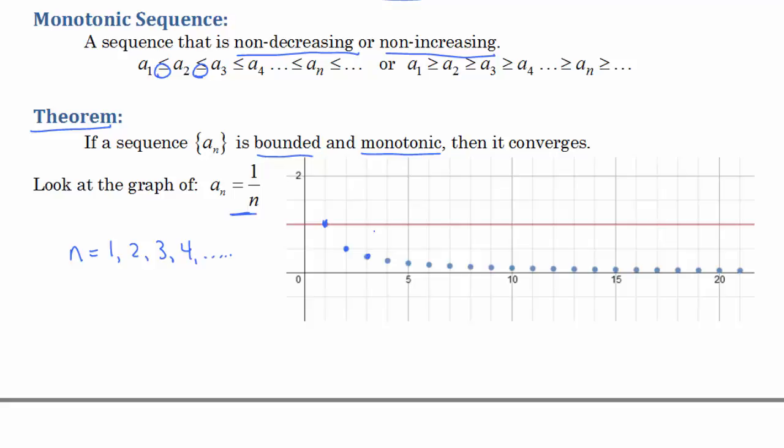So, is this monotonic? Well, let's see. It's certainly non-increasing. We're getting smaller and smaller. Is it bounded? What does bounded mean? Bounded means it's between values. The highest this goes is 1. The lowest it goes is not quite 0. So it is bounded, it's monotonic, and therefore it converges.